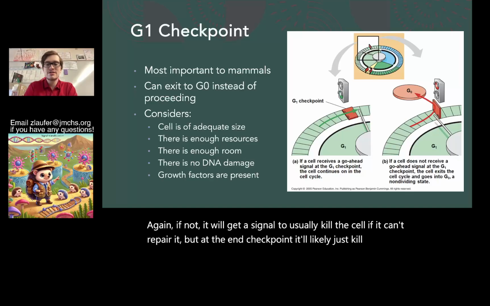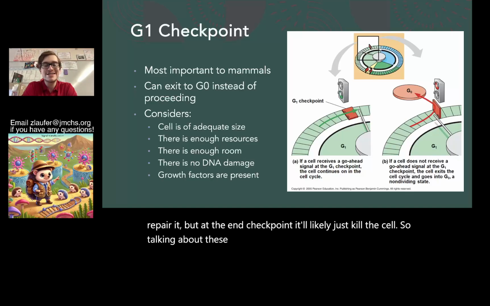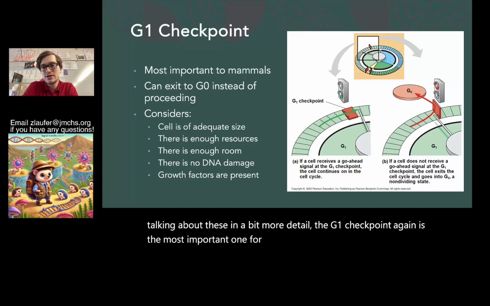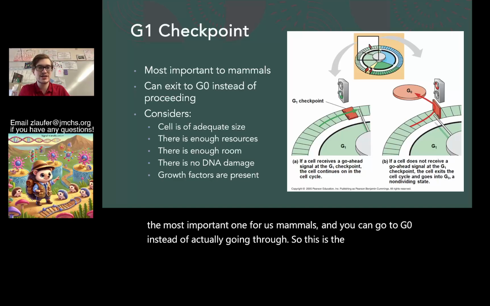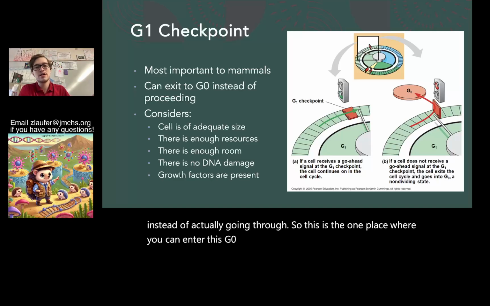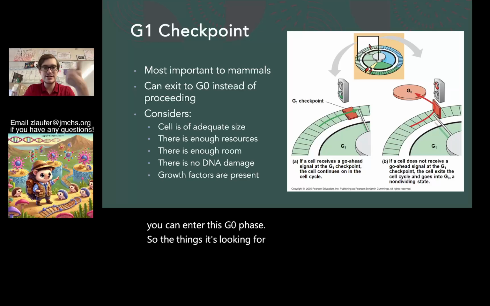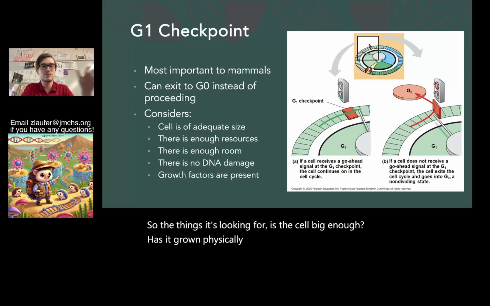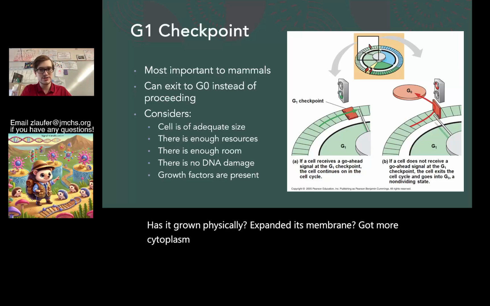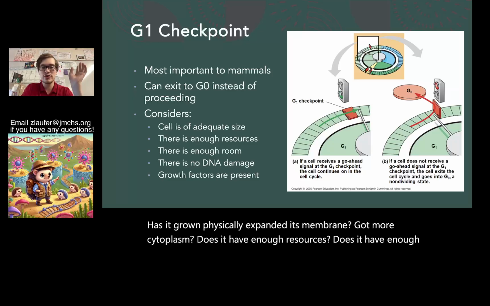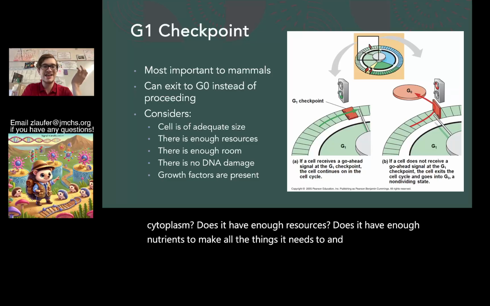So, talking about these in a bit more detail, the G1 checkpoint, again, is the most important one for us mammals, and you can go to G0 instead of actually going through. So this is the one place where you can enter this G0 phase. So the things it's looking for are, is the cell big enough? Has it grown, physically expanded its membrane, got more cytoplasm? Does it have enough resources? Does it have enough nutrients to make all the things it needs to and do all of its cell tasks?